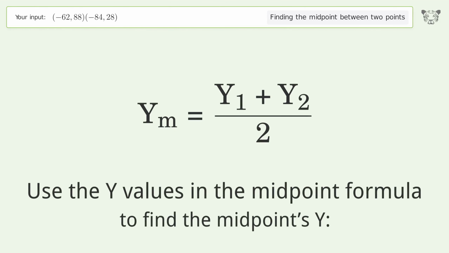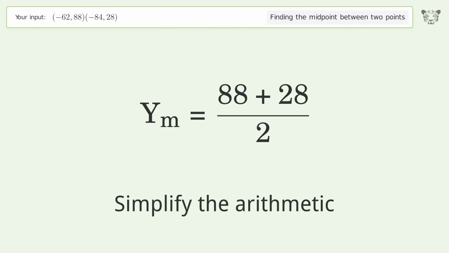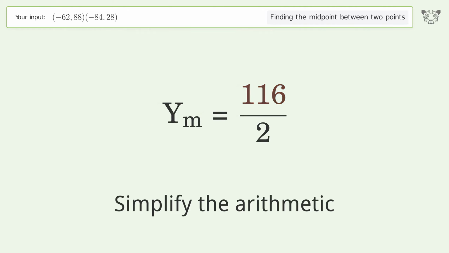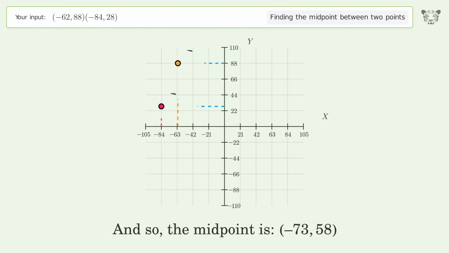Use the y values in the midpoint formula to find the midpoint's y. y1 equals 88. y2 equals 28. Simplify the arithmetic. And so, the midpoint is negative 73, 58.